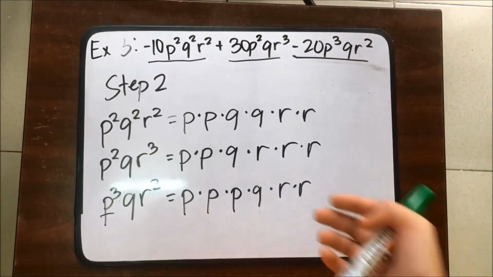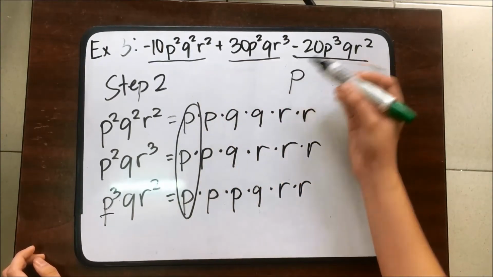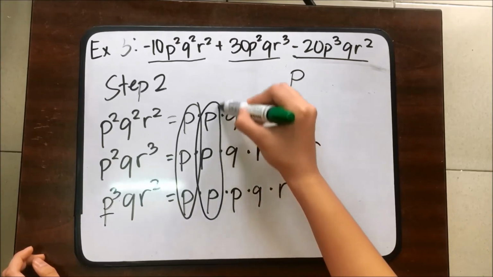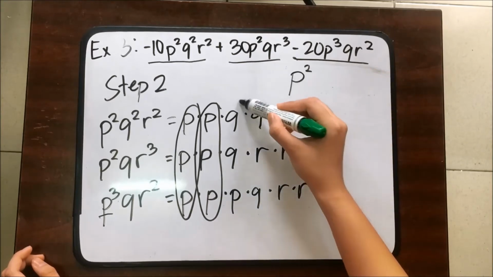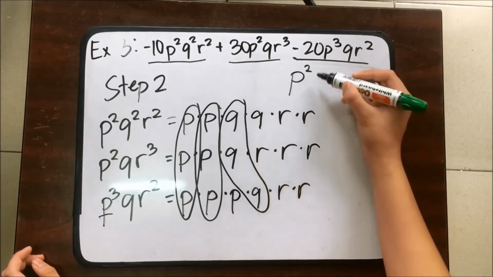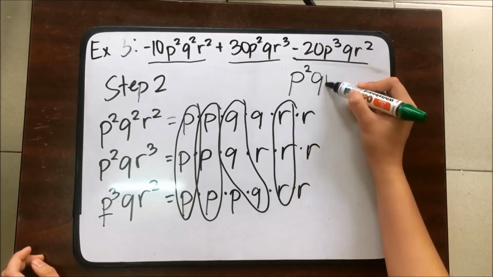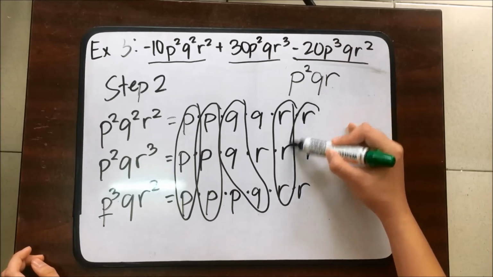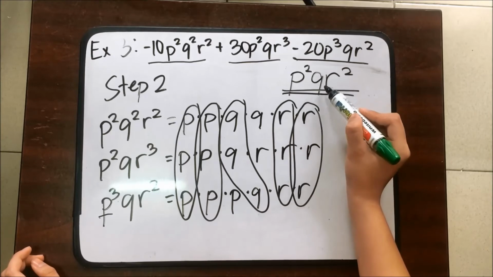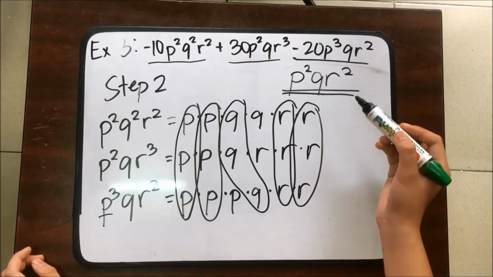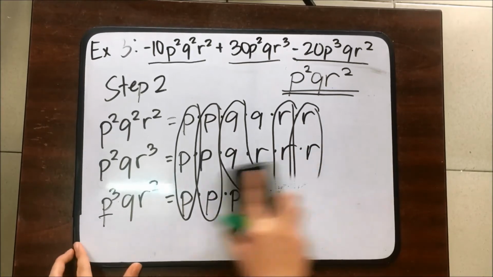So we will only get their common factors. They all have p. They also have another p, so that will be p squared. They have one q in common. They have r, they all have another r, so that will be r squared. So p squared q r squared is the GCF of the variables. Now let's move on to our next step.